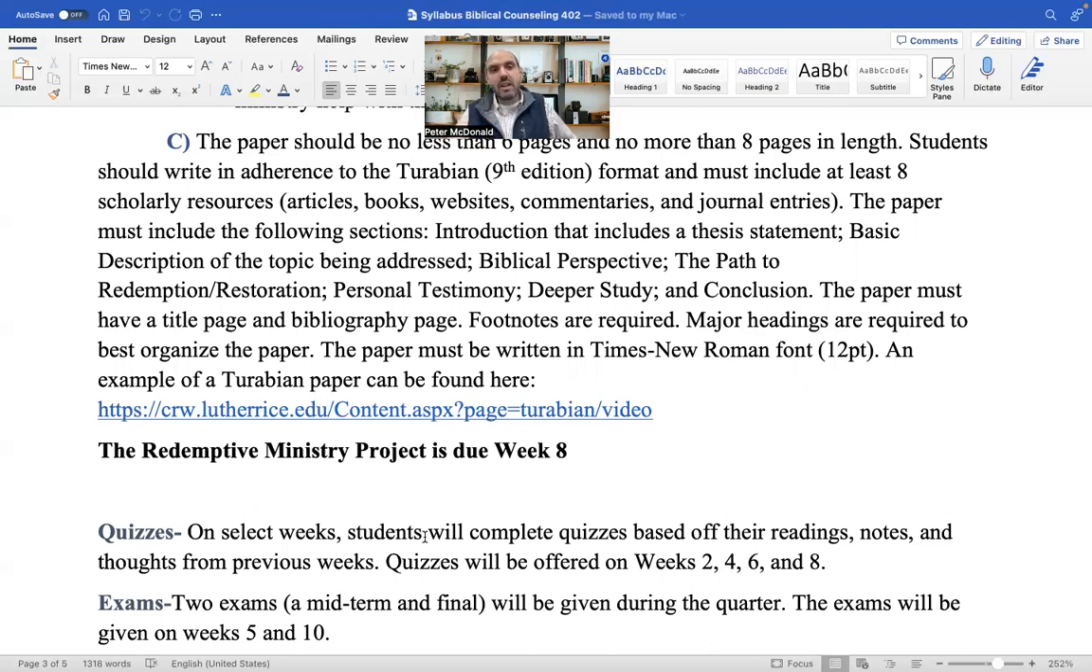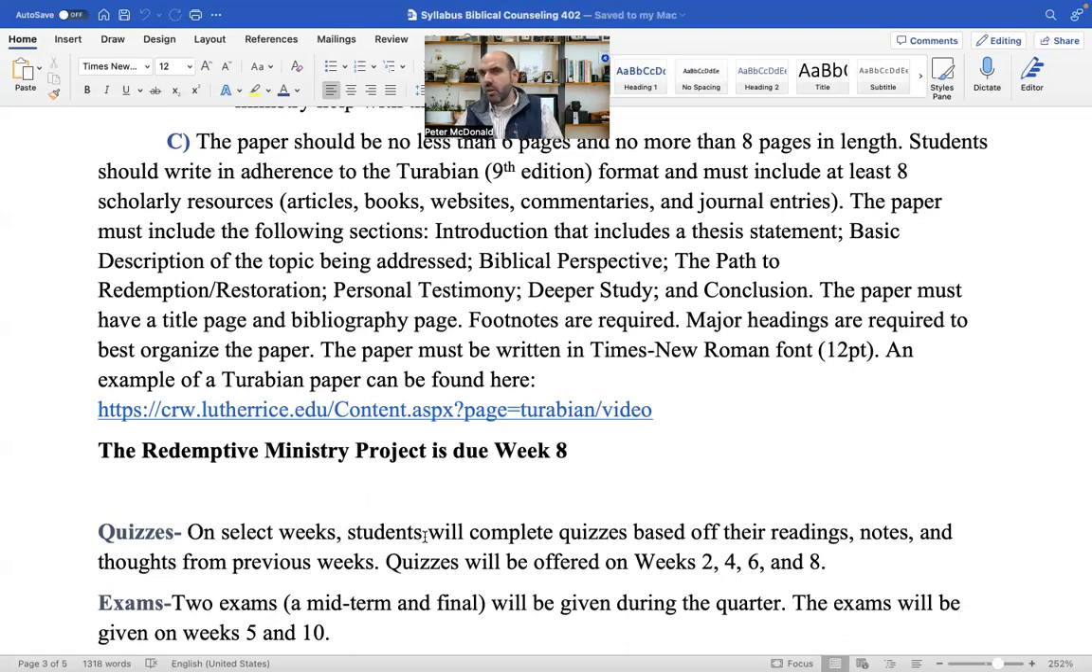The paper needs to have a title page, and the paper needs to have a bibliography page that gives credit to the sources that you use. Footnotes are required. I will accept internal citations, but footnotes are required. Major headings are required to best organize the paper. The paper must be written in Times New Roman font, 12 point.